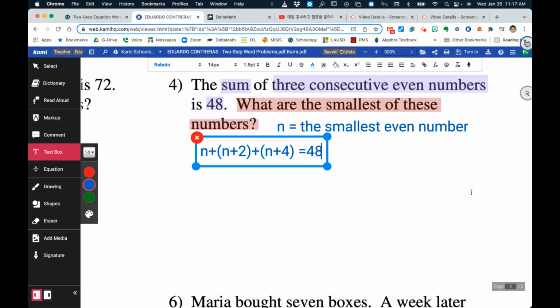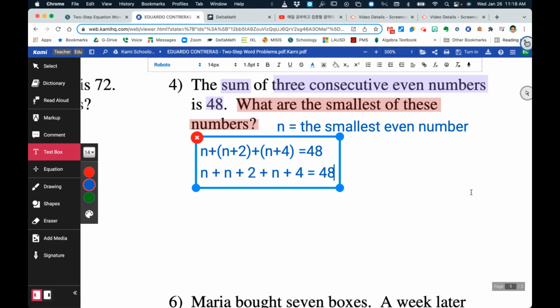Okay. Well, we've done this before. In fact, do we have to distribute? No, we could just bring them out. n plus 2 plus n plus 4 equals 48. So this is technically more of a multi-step problem, but that's okay. That's where we're going anyways. Let's combine our terms. Combine your n's. What do we get? 3n.